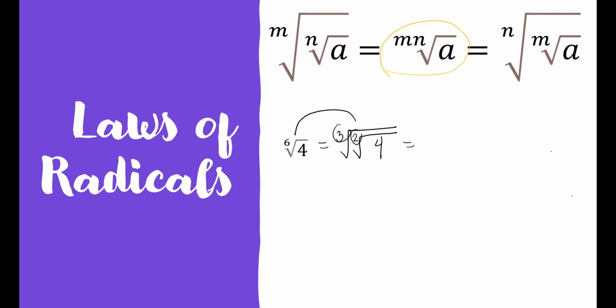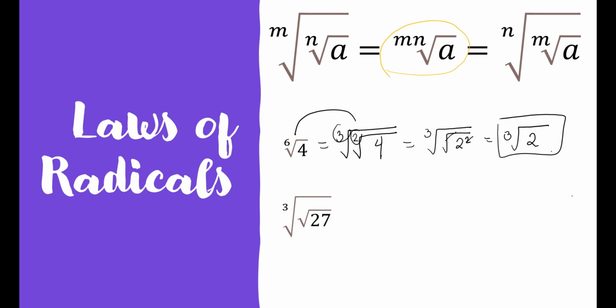And 4 may be written as 2 squared, so it will be easier for us to simplify this expression. And 2 squared, its square root is equal to 2. So we can simplify this as the cube root of 2, and this would be our final answer. The sixth root of 4 is equal to the cube root of 2.